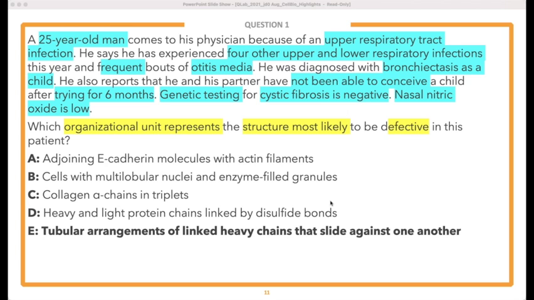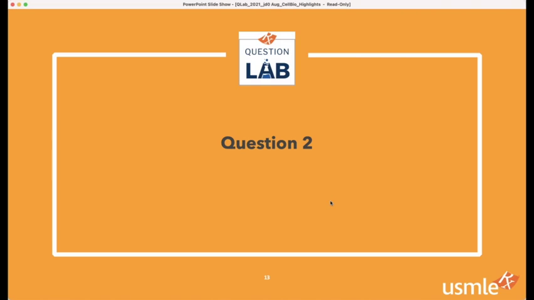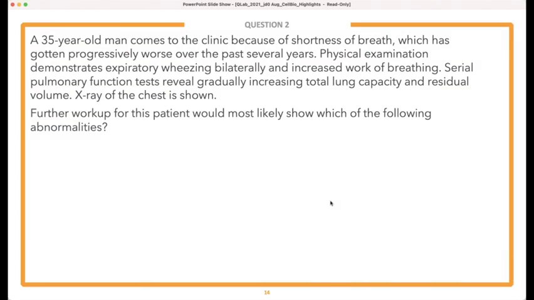So we are going to head to question number 2. And again, we are going to start by reading the lead-in. Further workup for this patient would most likely show which of the following abnormalities. Okay, with that in mind, let's read the vignette.